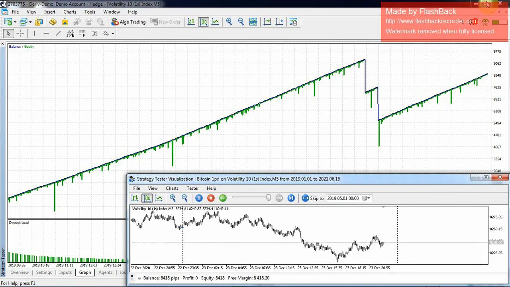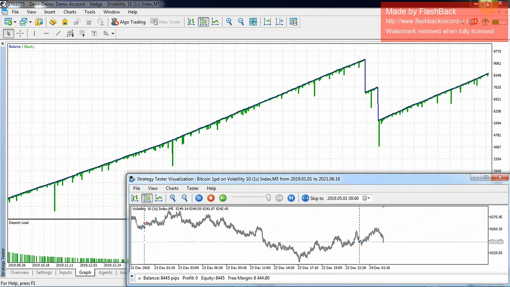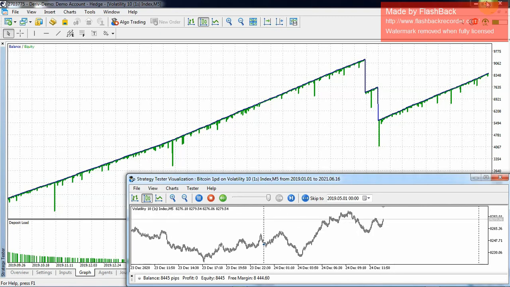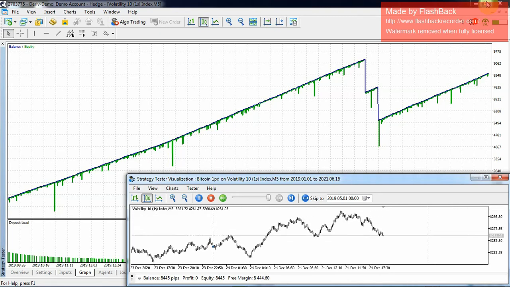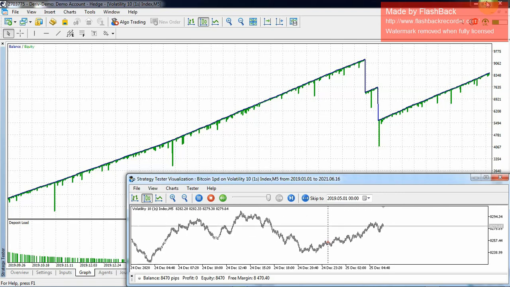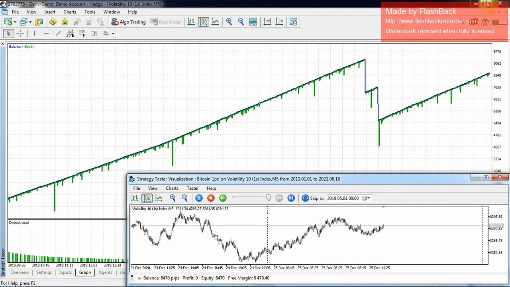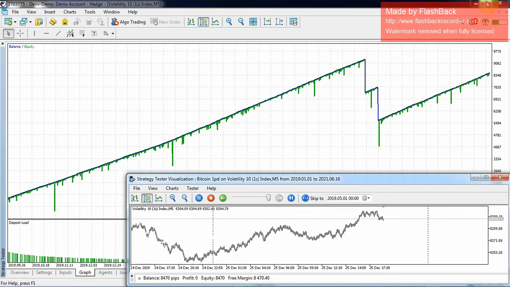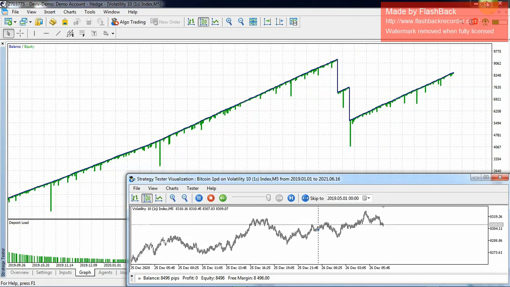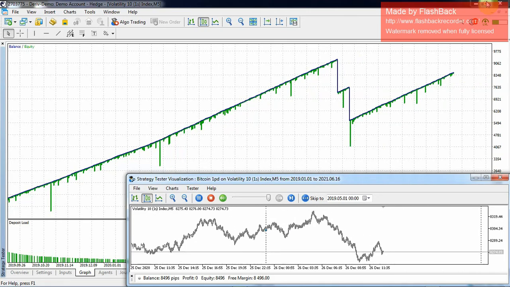So the spikes to the downside are the drawdowns. The permanent spikes to the downside are the losses, as you can see from the balance line, and we've only had two from September 2019 to December 2020. We've only had two losses.